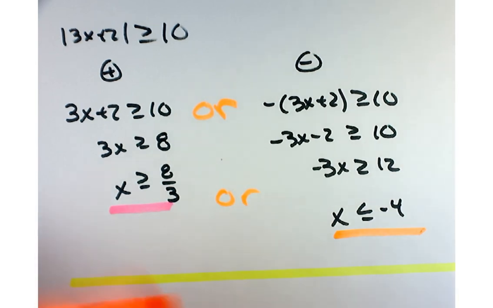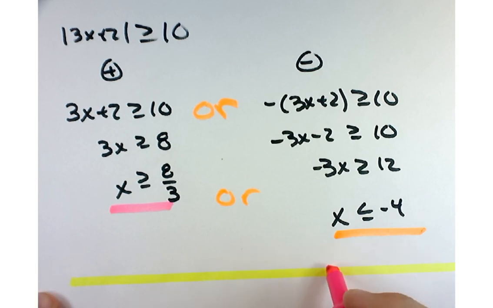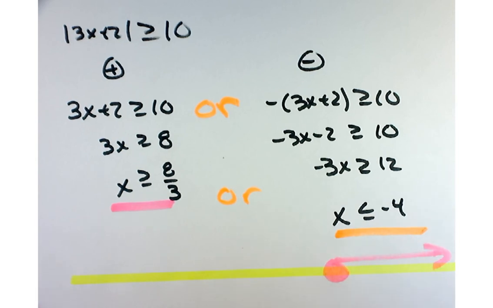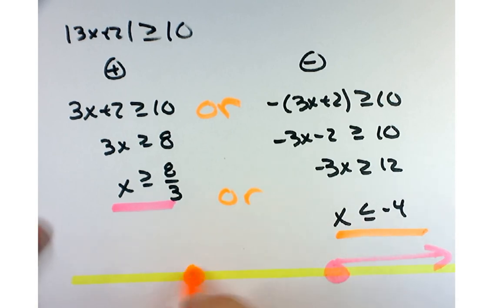So for this one, I want everything to the right of 8/3, including 8/3. So what kind of a dot am I going to draw at 8/3? Solid or hollow? Solid. Solid dot here, arrow to the right. And then over here, solid dot on negative 4, and then arrow to the left.